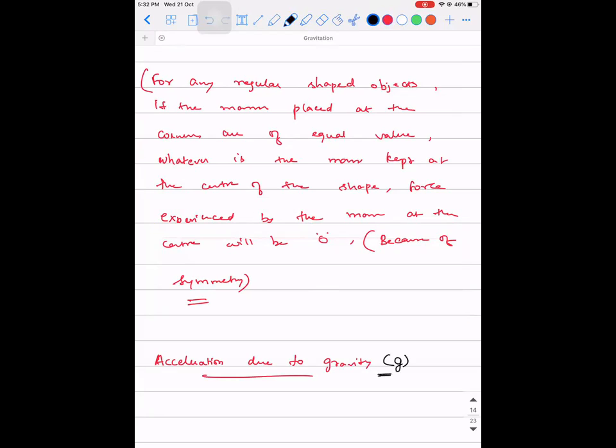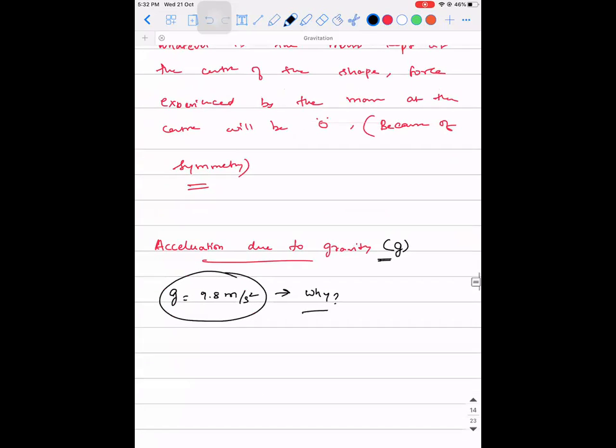That is the value of g. So what is the value of g that we know on the surface of Earth? 9.8. So g is 9.8 meter per second square. But let's find out why. That's what we are going to see.